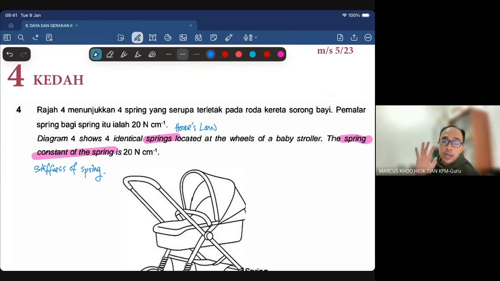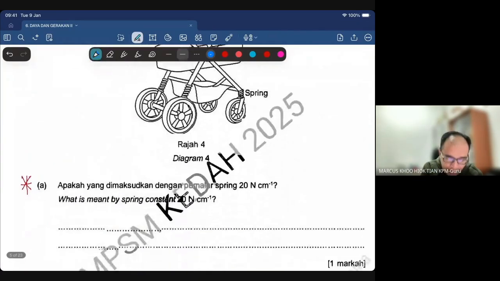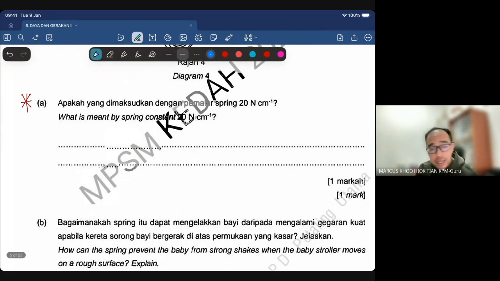A very non-stiff spring is, for example, the spring in a pen, the click one. It's a very soft spring. So a non-stiff spring will have a smaller spring constant, and a stiffer spring will have a big spring constant. But I like this first question and I insist that you start this question. What is meant by this spring constant of 20? It is not asking you about what the stiffness of the spring is.